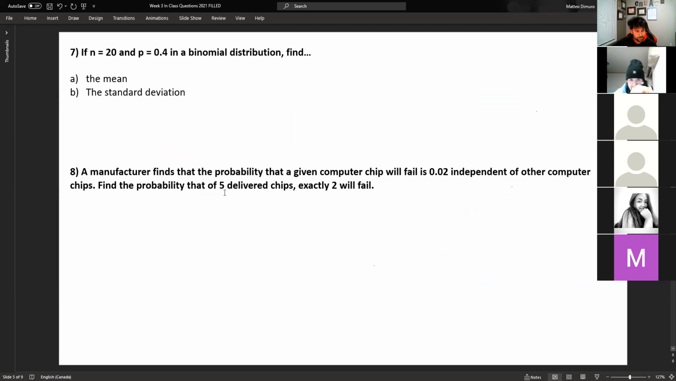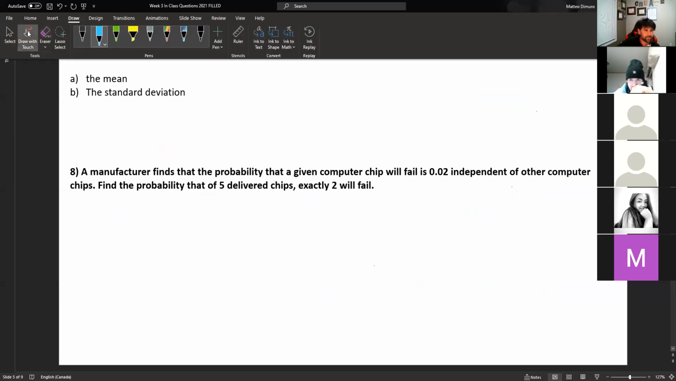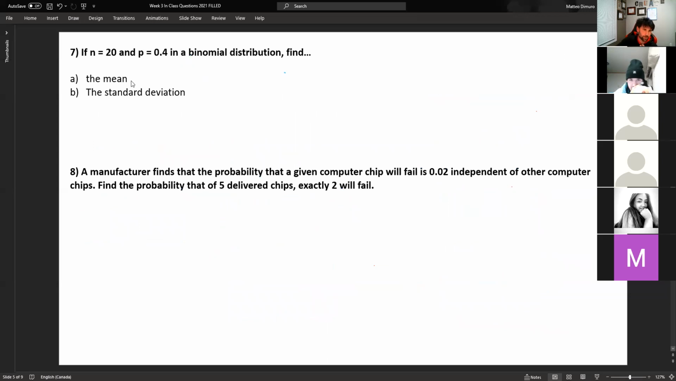Now, what's this one all about? This is a quick question. I don't put these in any particular order, but this would be a pretty straightforward question. It just says, if you got n equal 20 and p equals 0.4 and it's a binomial distribution, what's the mean and what's the standard deviation? This is basically a gift because all you got to do is go look at your formula sheet, go look under binomial distribution.